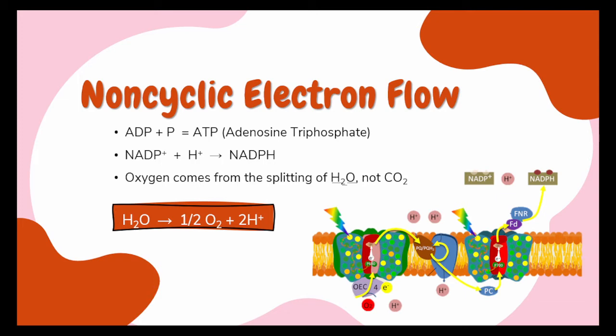And how does it happen? Splitting water, how does it occur? So this box below shows the products when water is split. Okay, so we see H2O creates these two products. We have one half of an oxygen molecule and we have two hydrogen ions.